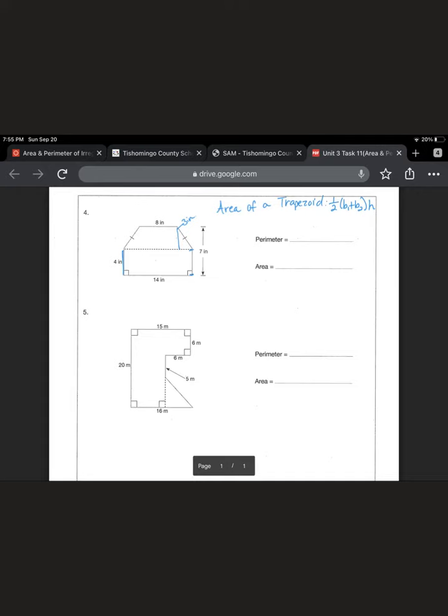And then at the bottom, to be able to figure it, you're going to need to know the area of a triangle, which is 1/2 times the base times the height.